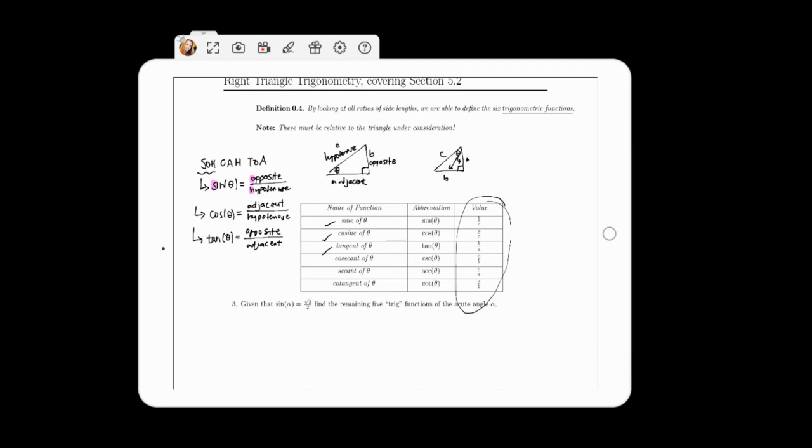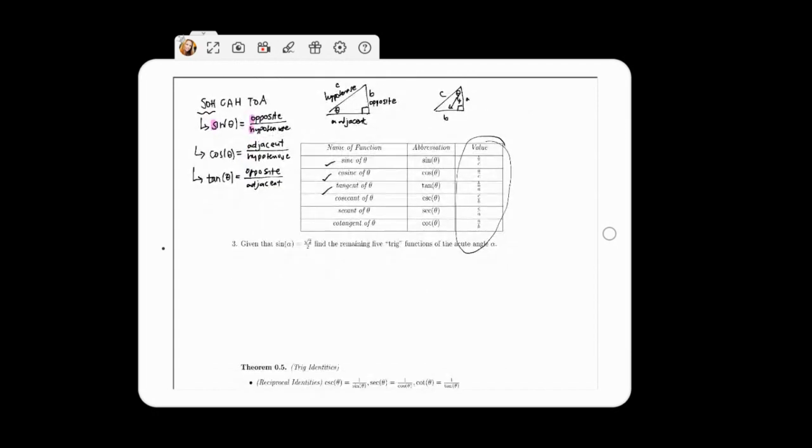Okay. For me, the easiest way to remember the other ones, if I don't have SOHCAHTOA, is that cosecant is 1 over sine. We'll talk about these identities more later. Secant is 1 over cosine, and then cotangent is 1 over tangent. So I really only just remember the 3, and then from there I'm able to get the other ones.